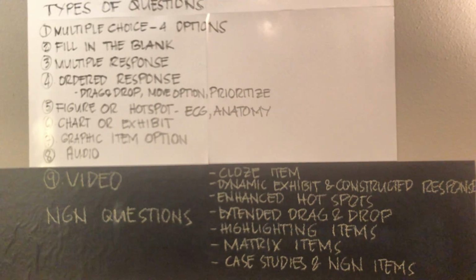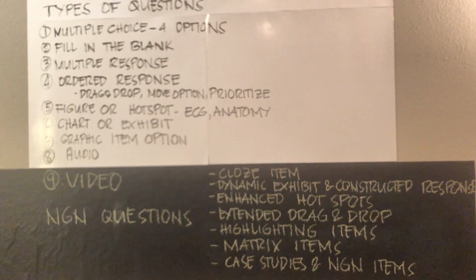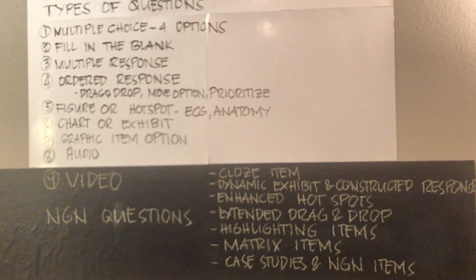So here are the types of questions that you may encounter in this section. Closed item is similar to a short answer question. In this type of question, you will need to select a response from a drop-down menu. Next is dynamic exhibit and constructed response. It is a type of open-ended question that requires a short answer response. The answer is constructed using information that can be found in a dynamic exhibit, such as a case study.